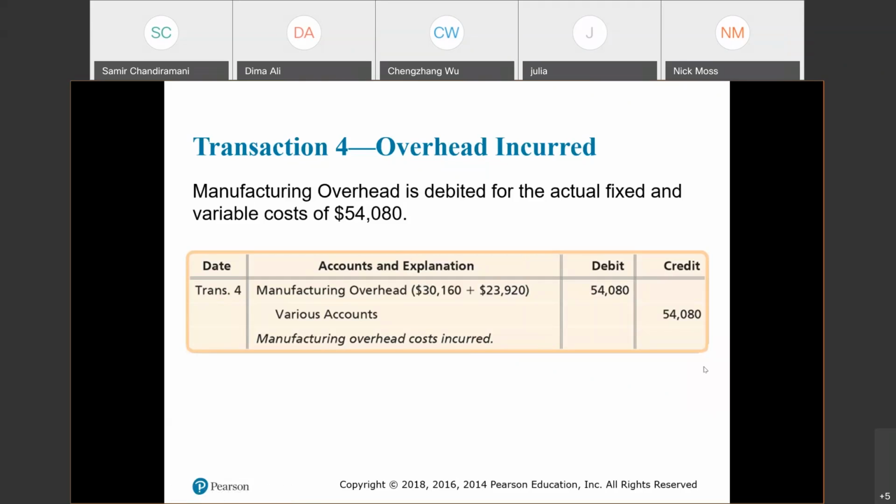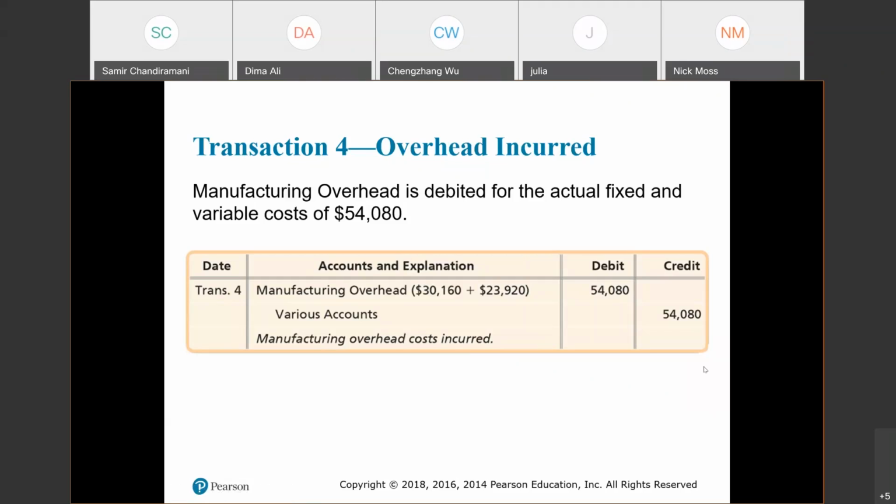Transaction 4, overhead incurred. This transaction records the company's actual overhead cost. Manufacturer overhead is debited for the actual cost or actual overhead cost.